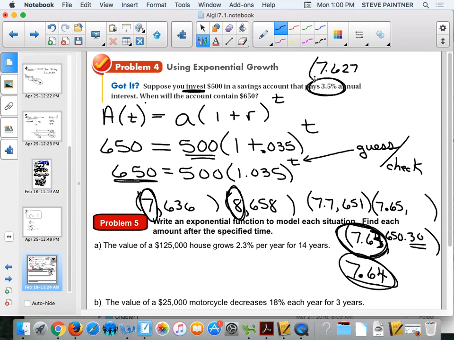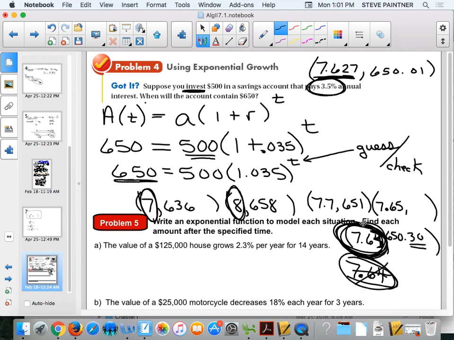7.627 years in the bank gives you 650.01, and a penny. Okay. So Brady went to thousandths to get that answer. So this would probably be the best answer, but that's probably too big. Probably that one, 6.3.